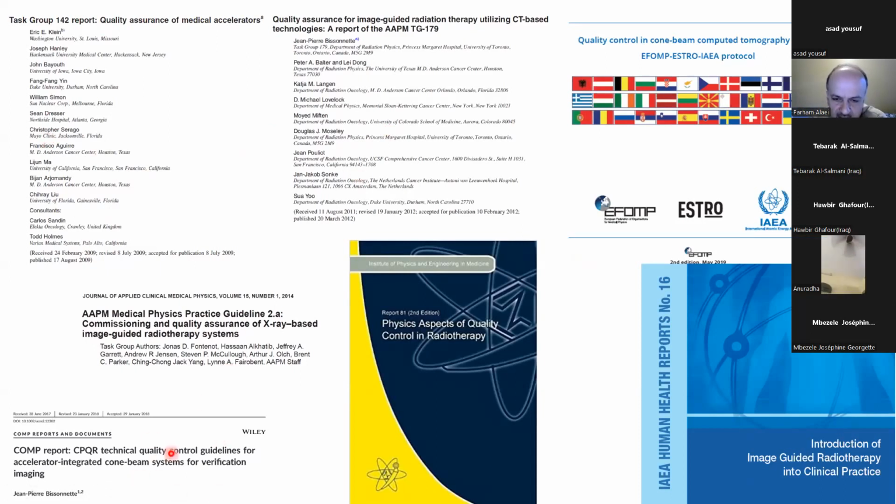Lower left is a Canadian recommendation for IGRT. The middle one is British. And then on the right is the IAEA, and then top is a joint IFAMP ESTRO IAEA report on the QA of cone beam computed tomography. So I'm focusing mostly on the cone beam CT, kilovoltage.